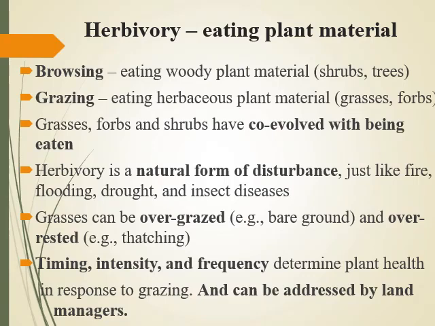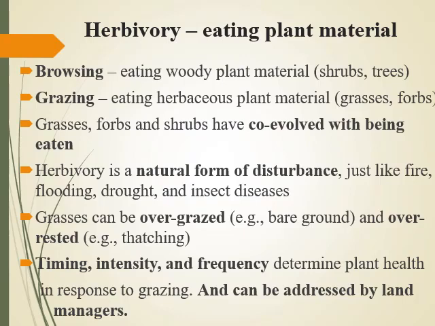Okay, this is extremely important. Herbivory, the eating of plant material. Now, there's two different types of herbivores. There are browsers and there are grazers. The browsers eat woody plant material, so for example, shrubs and trees. And grazers eat herbaceous plant material, grasses and forbs.